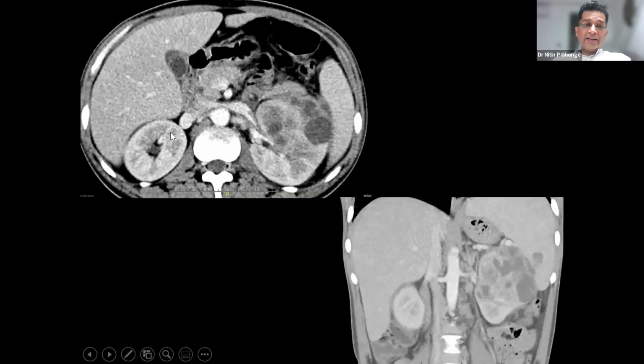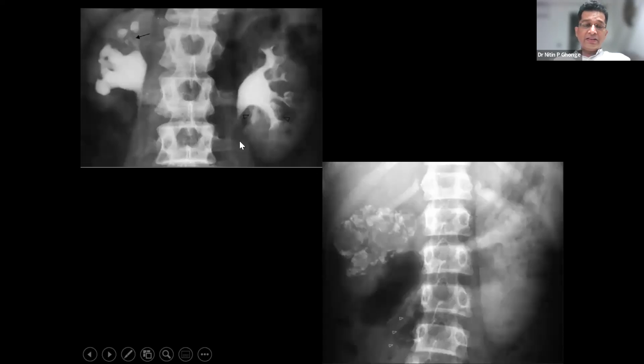Here we can see the right kidney is normal on the CT scan, while the left kidney is enlarged and edematous, and we can see areas of hypodense attenuation, and then fluid is seen. There are inflammatory changes in the left perinephric region, because of the pyelonephritis and focal abscess formation in the left kidney.